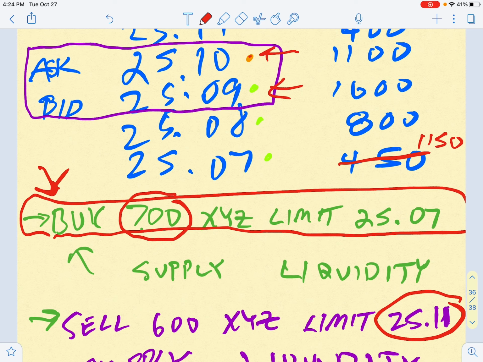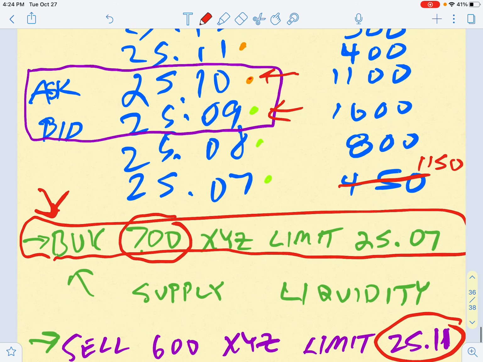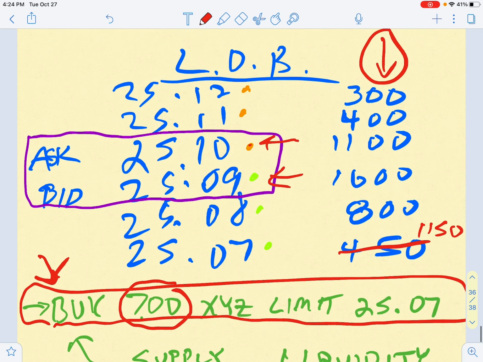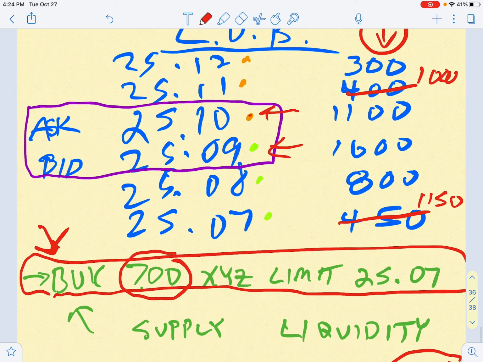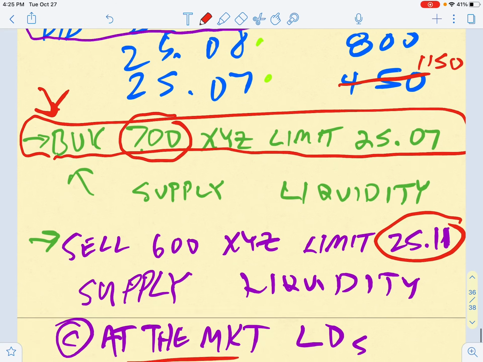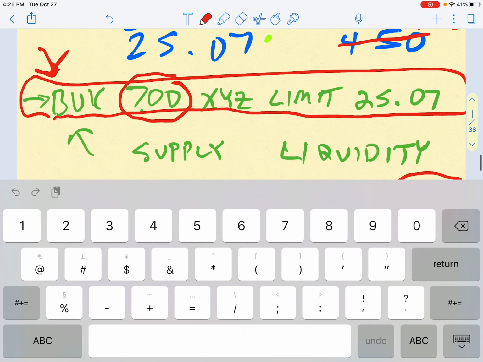So 600 more shares are available at a price of 25.11. 25.11 currently has 400 plus 600. This now becomes 1,000. Okay. So now, after this order arrives, there are 1,000 shares in the limit order book at 25.11, interest in selling.